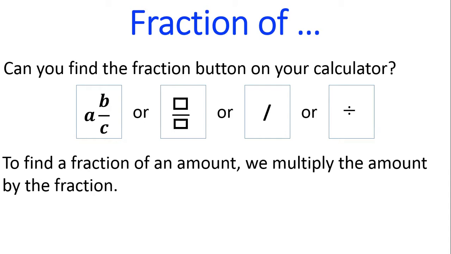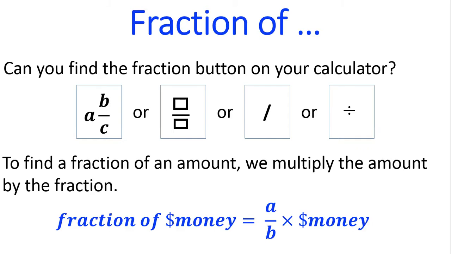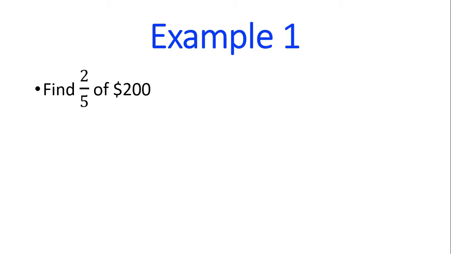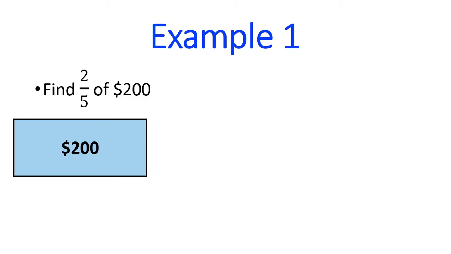When we want to find a fraction of an amount, we're going to multiply, and the reason we're multiplying is because that word "of" means to multiply in maths. So our little formula, our fraction of, is A over B, the fraction we will be given, and we're going to multiply that by the amount of money. In this example, I want to find 2/5 of $200. So I'm going to take my $200 and find 2/5 of it.